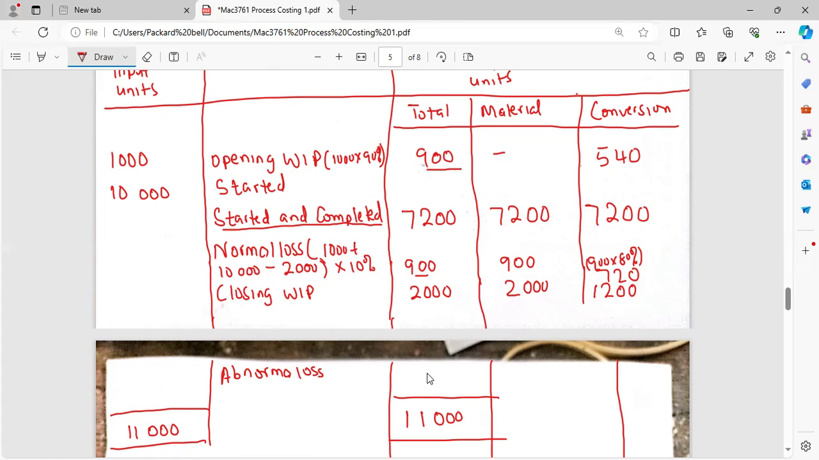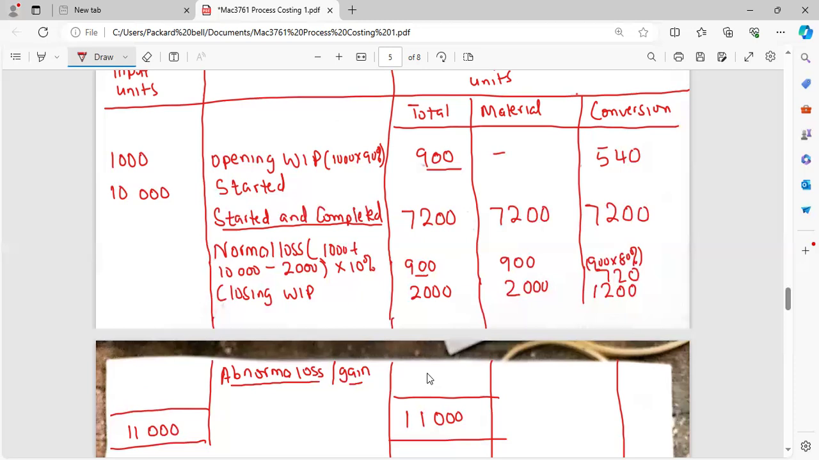If there is, you can have an abnormal loss or gain here. So if this total is less than this one, then it's going to be an abnormal loss. If this total is more than this one, then it's going to be an abnormal gain. So you know where to take them. Abnormal gain will increase your revenue. Abnormal loss will increase your expenses.